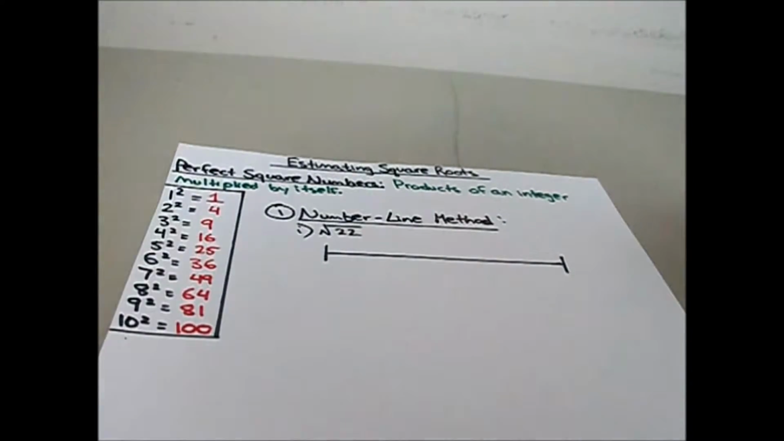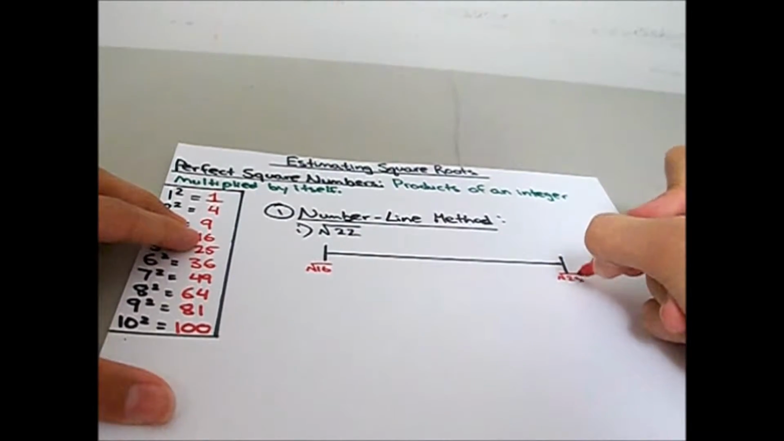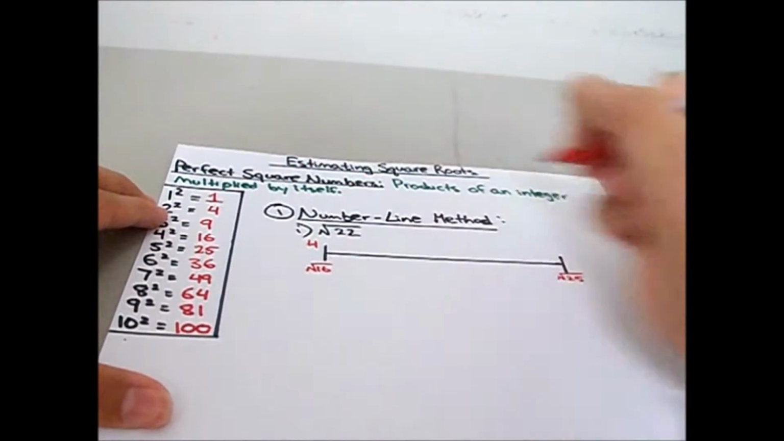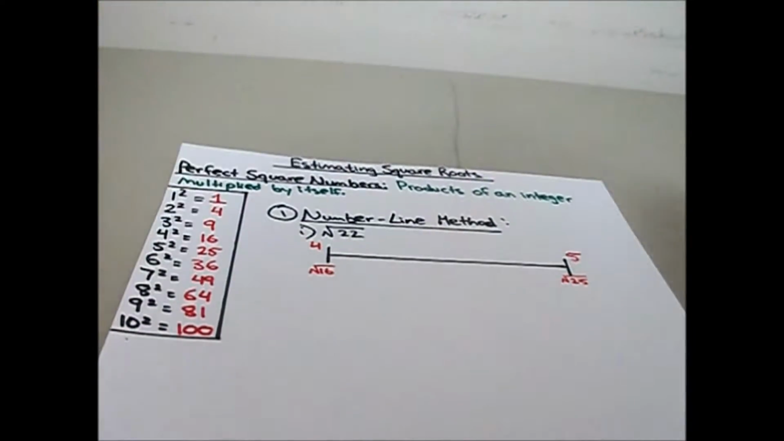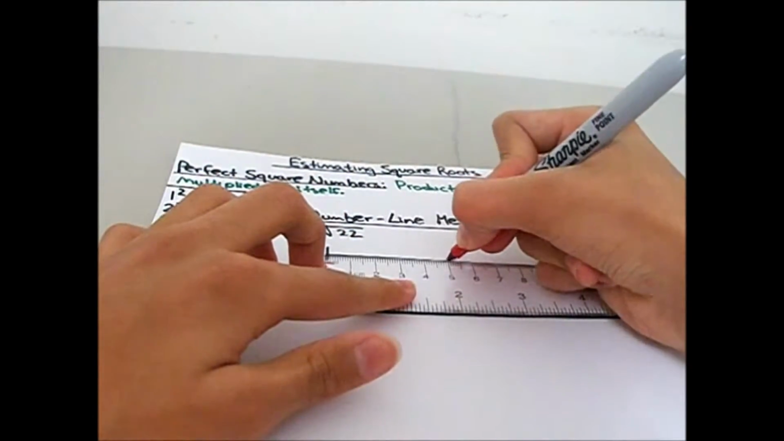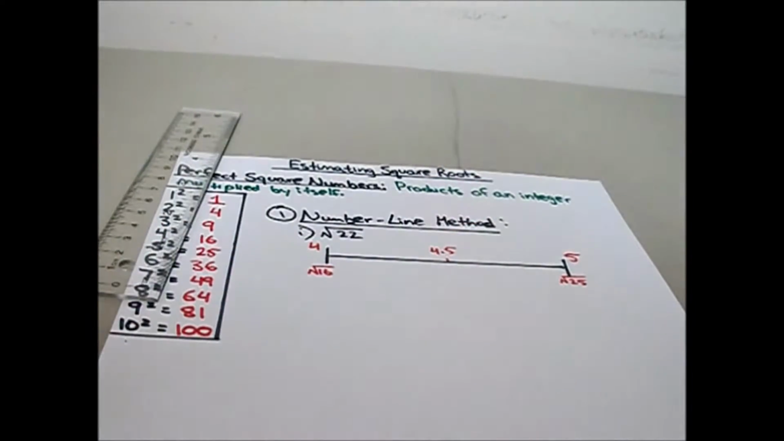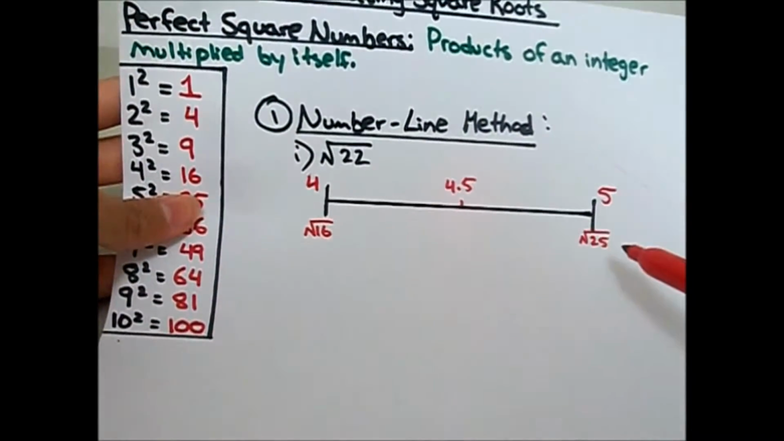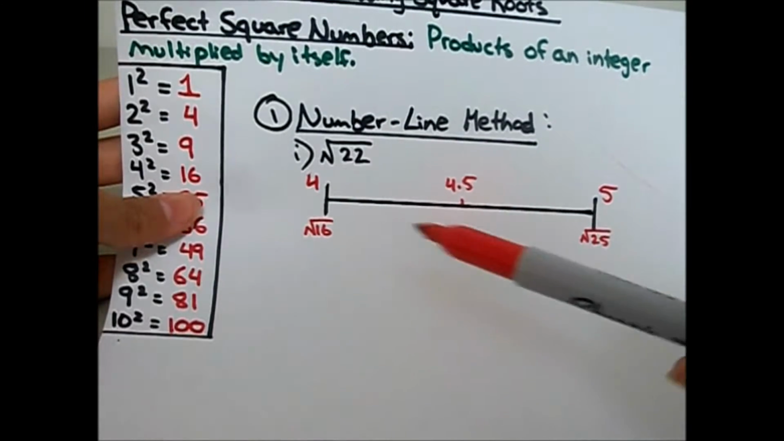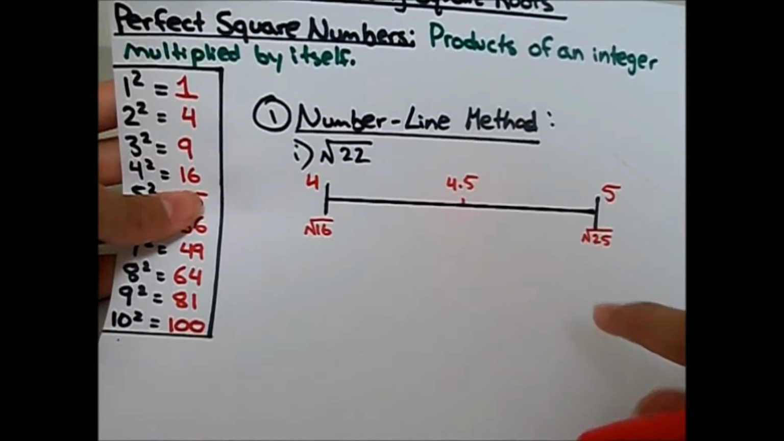So I have my number line ready. I'm going to write the square root of 16 here and the square root of 25 here, and I'm going to write their integer values above. And somewhere around the middle, let's say here, I'm going to write 4.5, halfway between 4 and 5. Now you should be able to point out that the square root of 22 is just 3 steps from the square root of 25 and 6 steps away from the square root of 16. So of course it's much closer to 25.